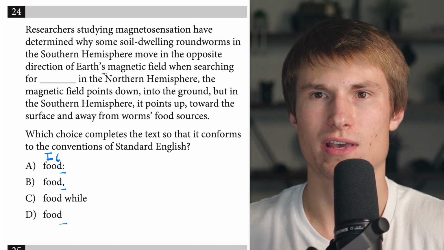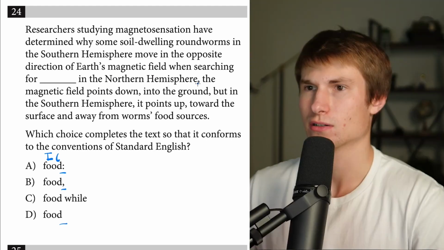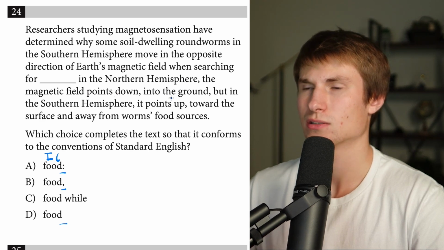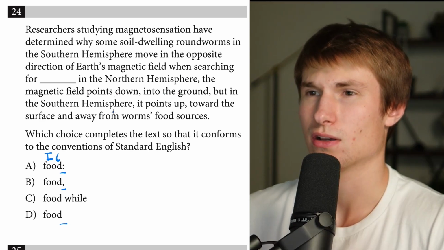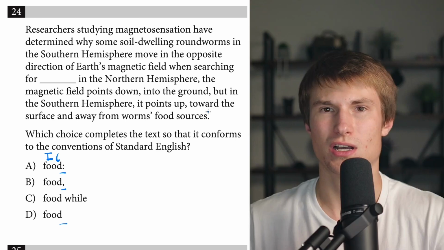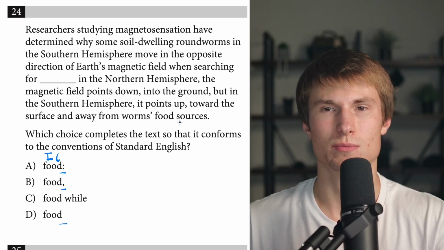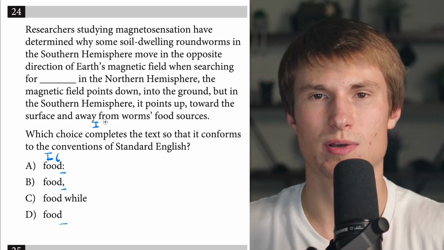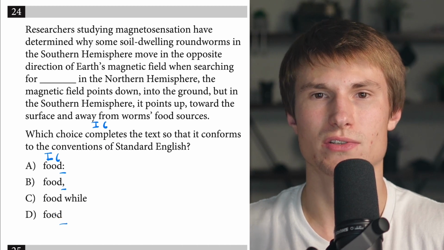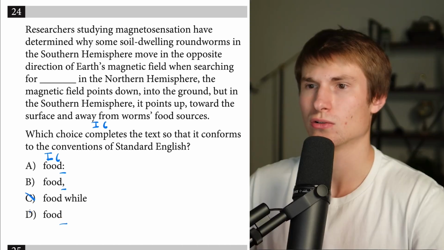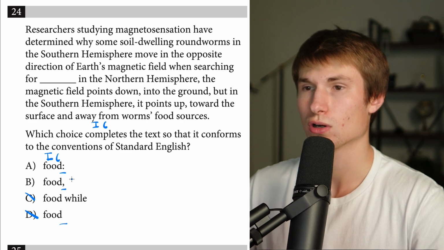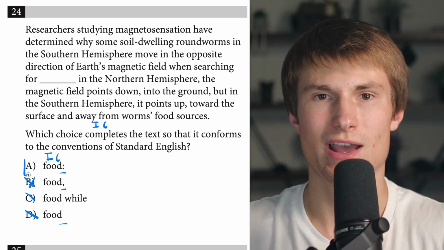After that, we have in the northern hemisphere, the magnetic fields point down into the ground, but in the southern hemisphere, it points up toward the surface and away from worms' food sources. Okay, that's also an independent clause. So we have two independent clauses. We cannot connect them with just well or with no punctuation or with just a comma. So our answer there would have to be answer choice A.